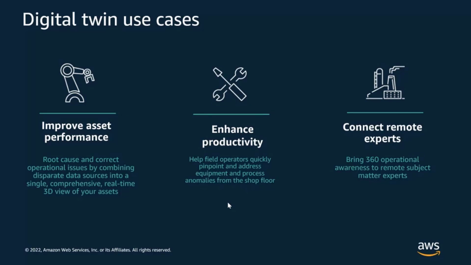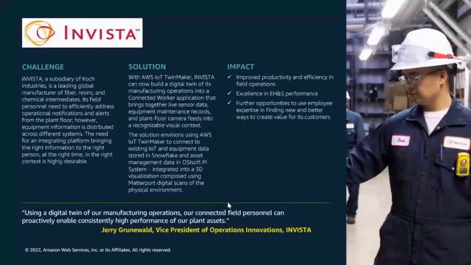On the shop floor with the operators, we're looking at how do we make better decisions about maintenance? How do we know when and how to schedule equipment service so that we can be more efficient? And with our remote experts, we have a lot of plants and facilities that are remote to the people who need to know what's going on in terms of being able to make expert engineering decisions. So bringing that 360 operational awareness to those remote subject matter experts is key. All of these fall under digital twin use cases.